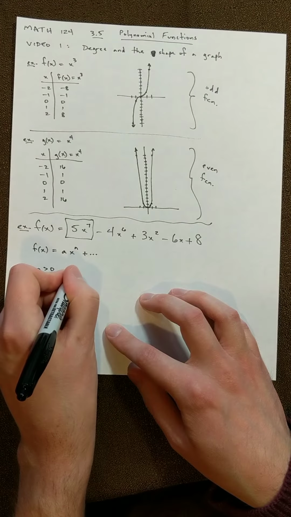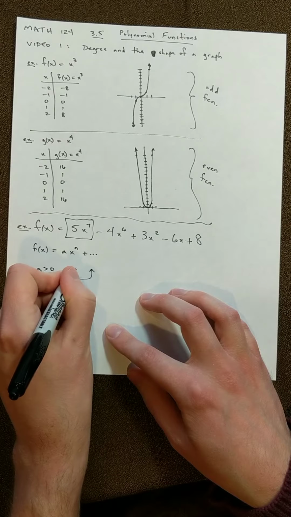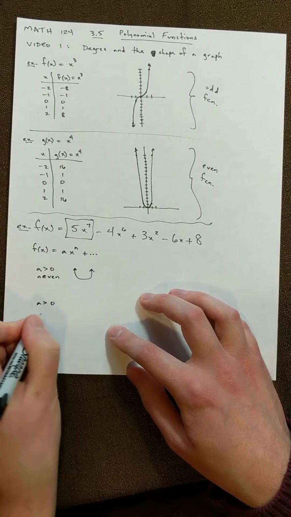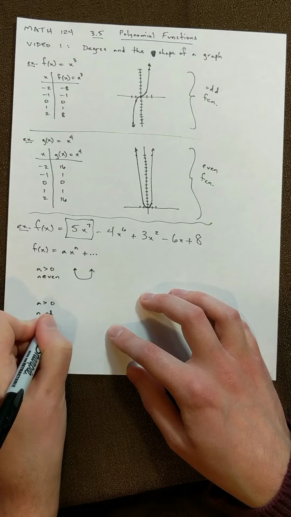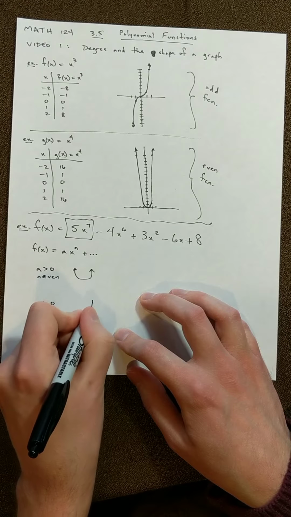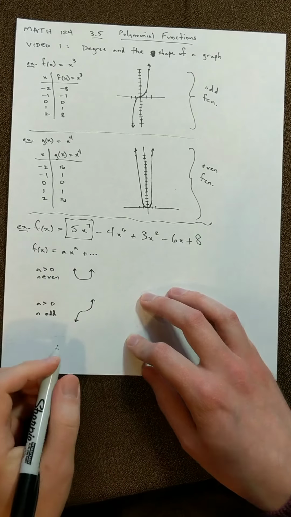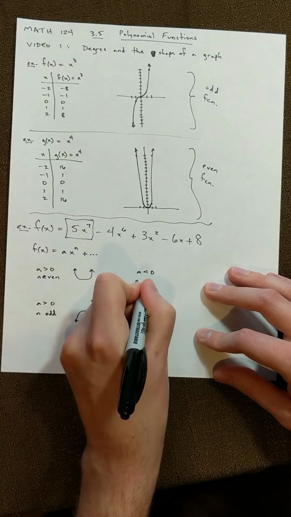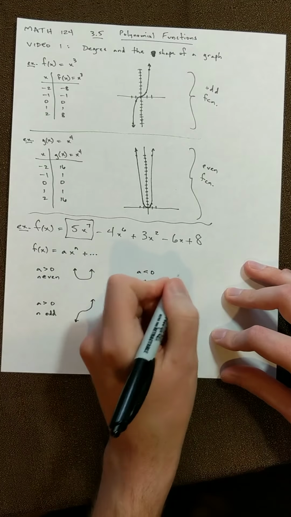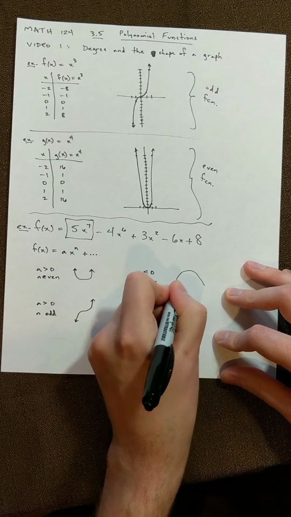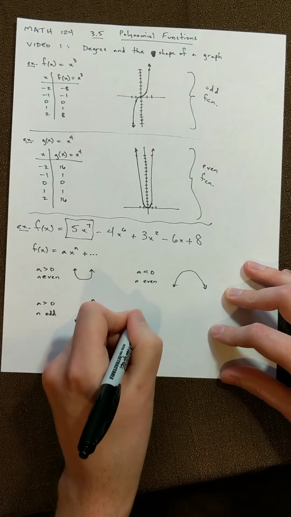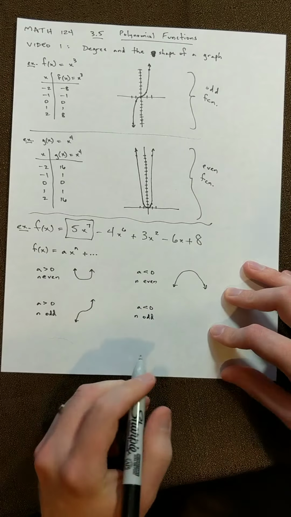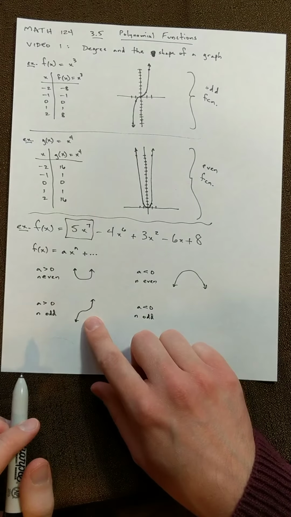So the shape would look more or less like this. If a was positive and n was odd, then you're going to look more or less like an x cubed. If a was negative and n was even, then you're going to look like an upside down x squared. And if a is negative and n is odd, you're going to look like an upside down x cubed. So this picture upside down.